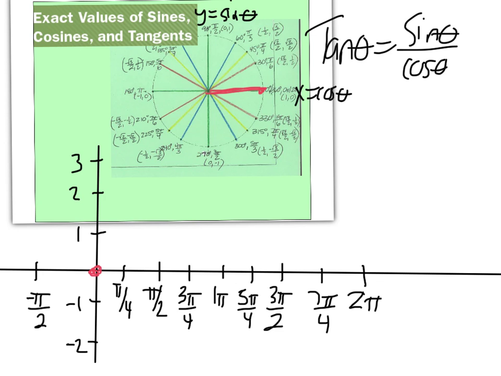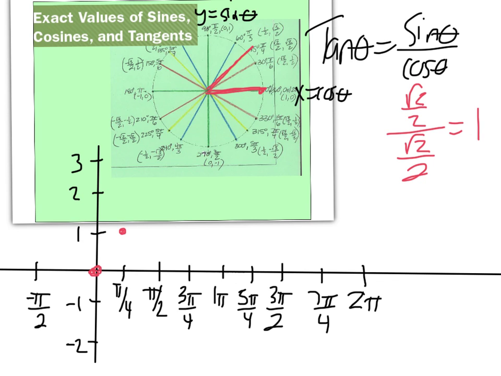If we go to 45 degrees, or pi over 4, definition is sine over cosine, so that would be the square root of 2 over 2, divided by the square root of 2 over 2, which equals 1. So at pi over 4, the tangent is 1.